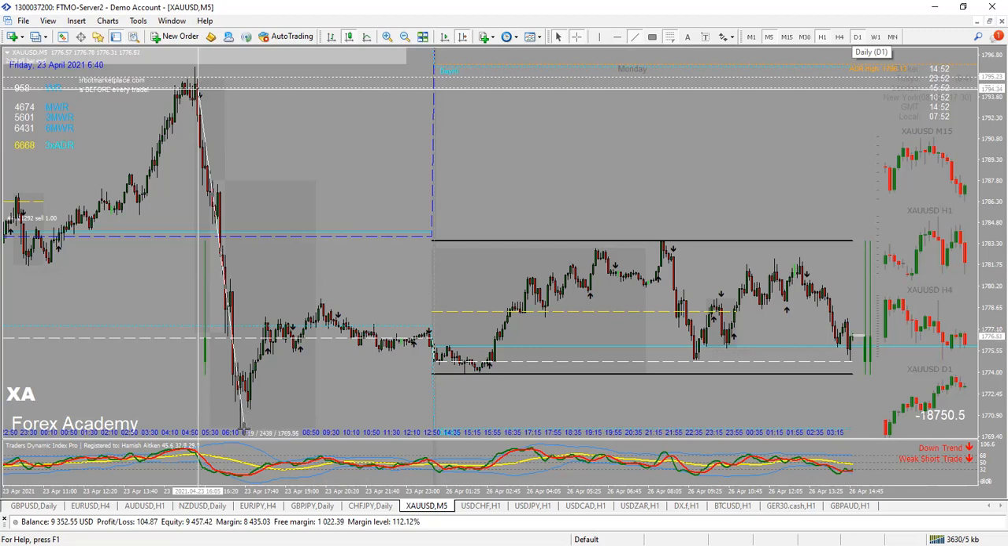You missed out on 2,439 pips, guys, only on gold on Friday's move. OTE trade, guys. This was an OTE trade. A beautiful, nice trade.